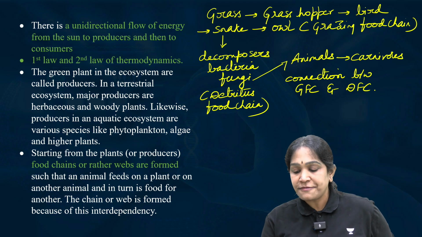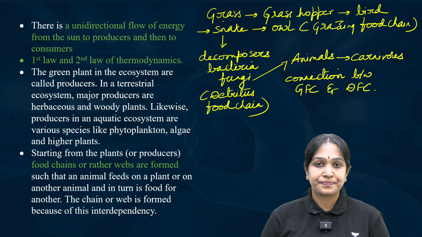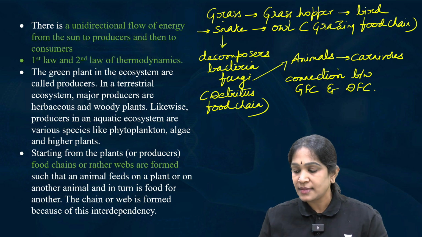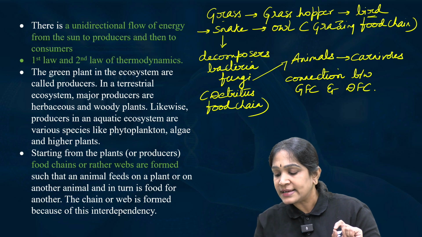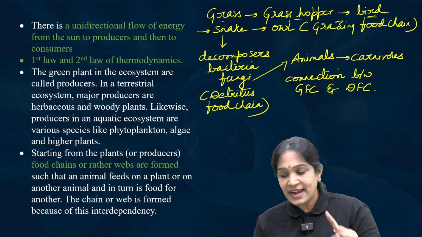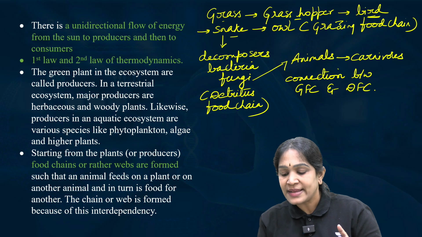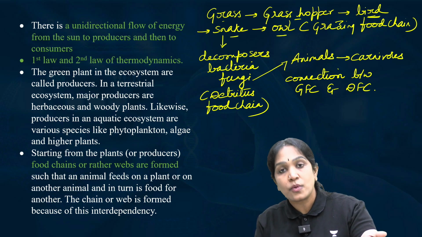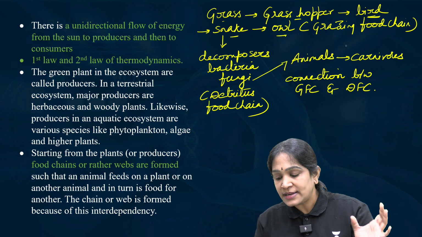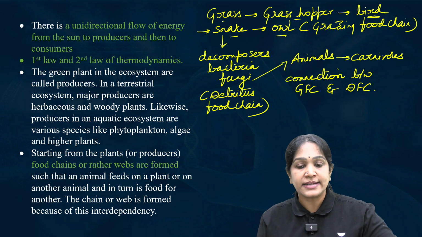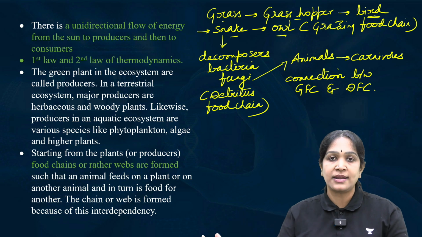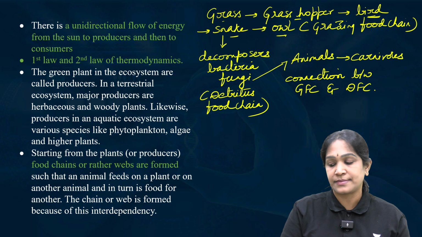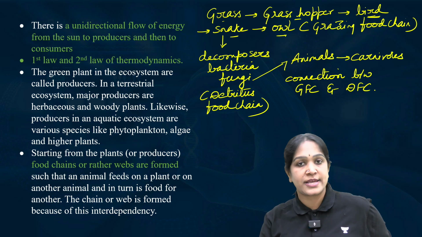For example, the first step is grass. Then a grasshopper will eat the grass. And a bird will eat the grasshopper. And then the bird will be eaten by the snake. Then the snake will be eaten by the owl. This is called a food chain because it is a chain, like a chain. One organism is feeding upon the other organism. So we call it food chain.